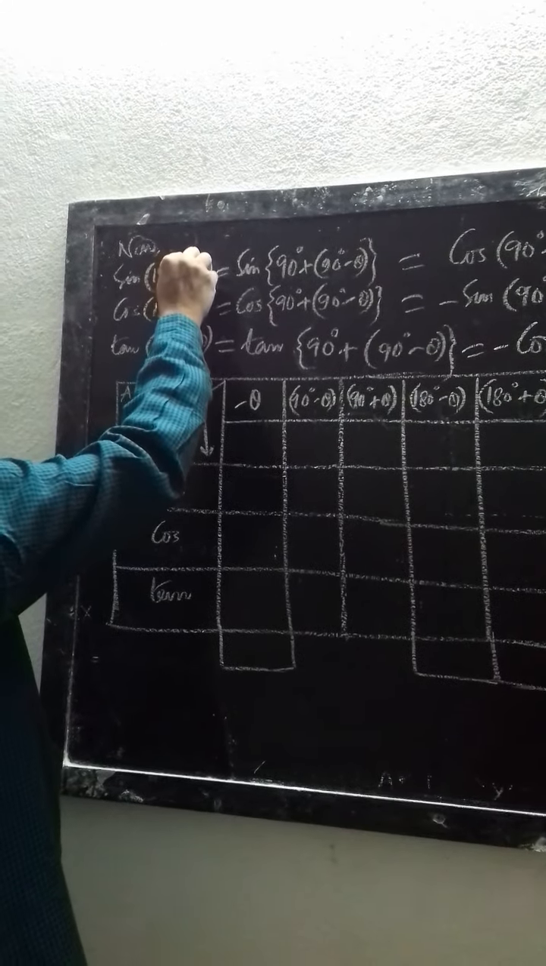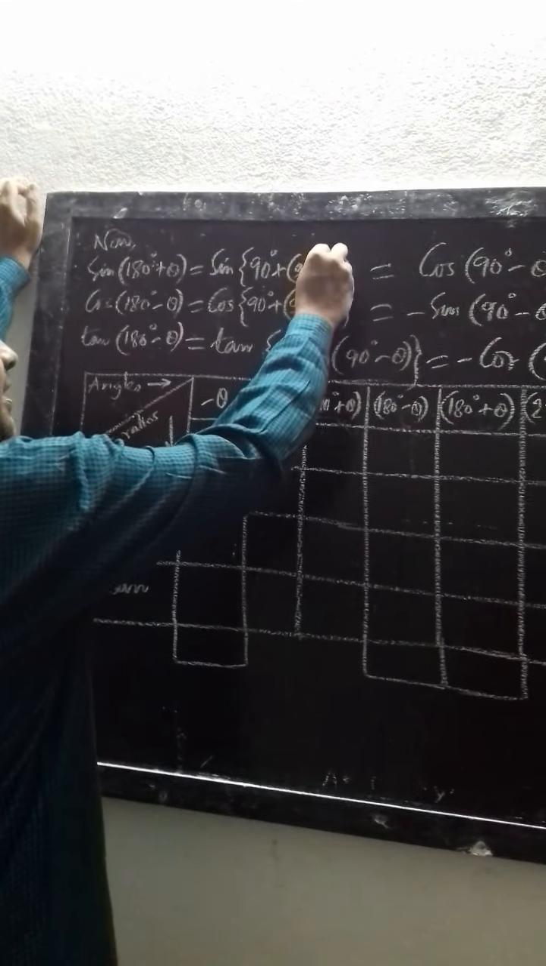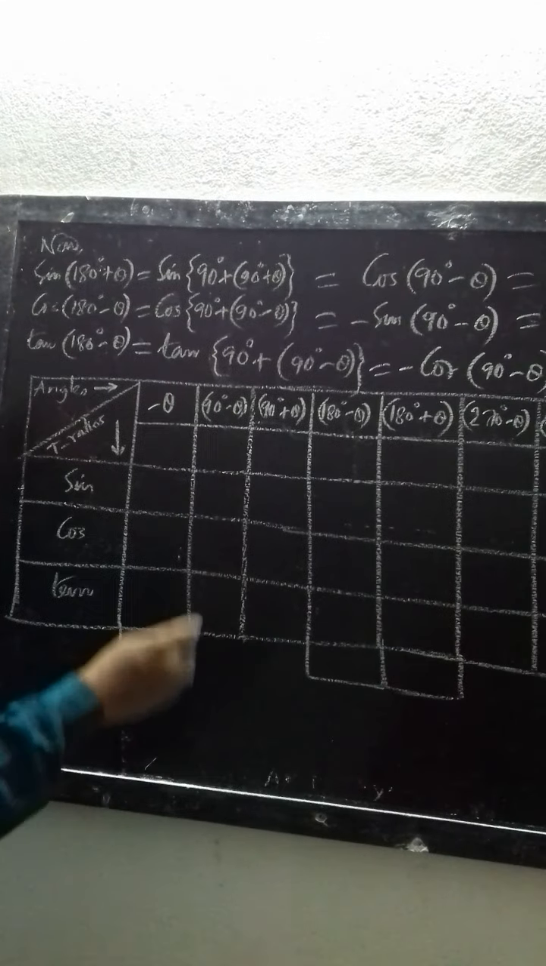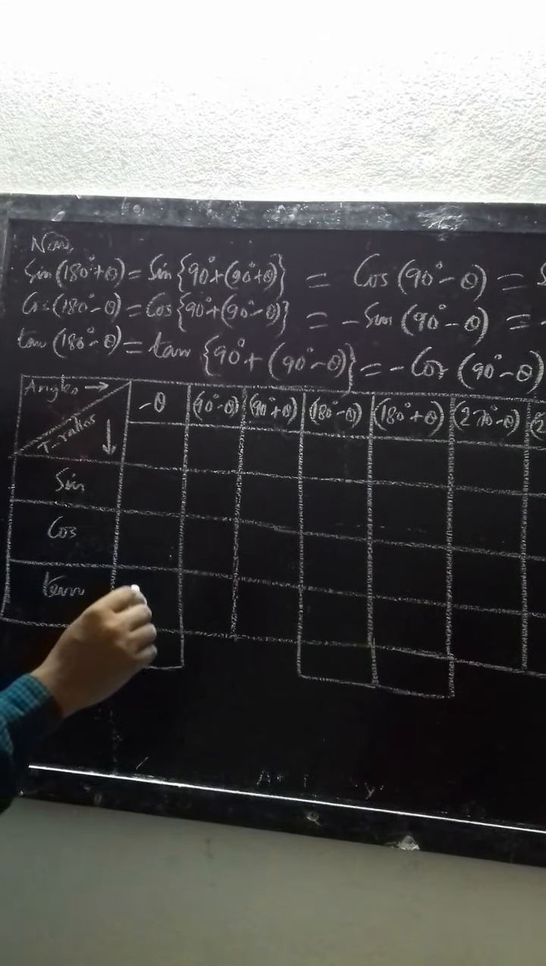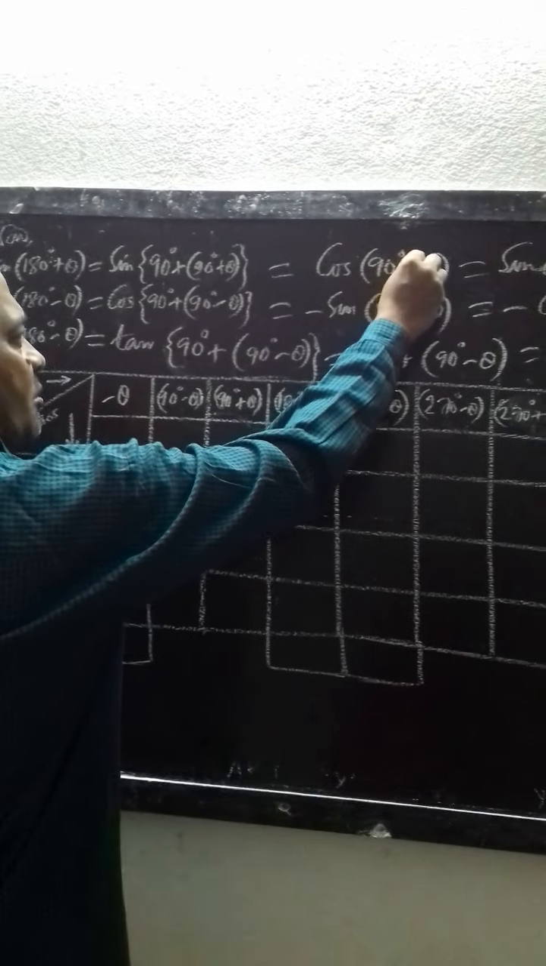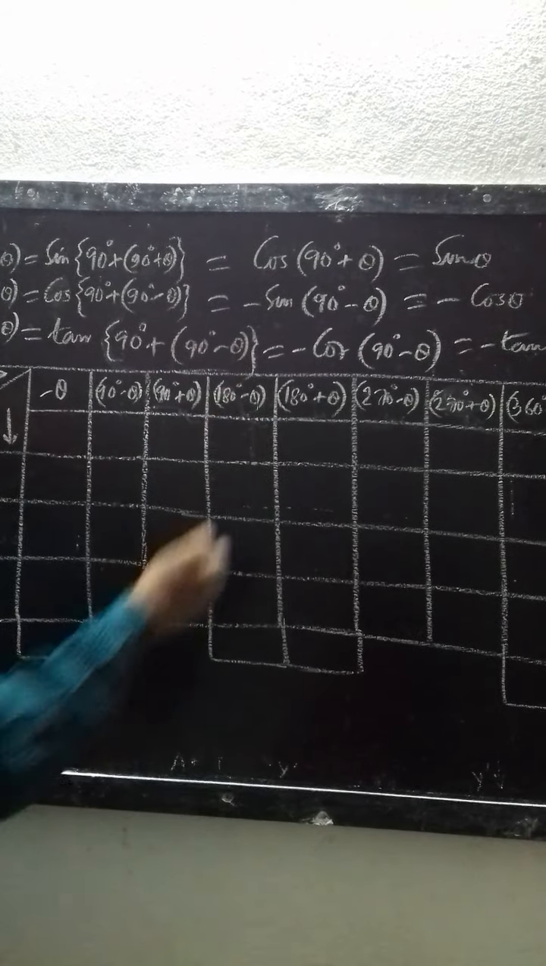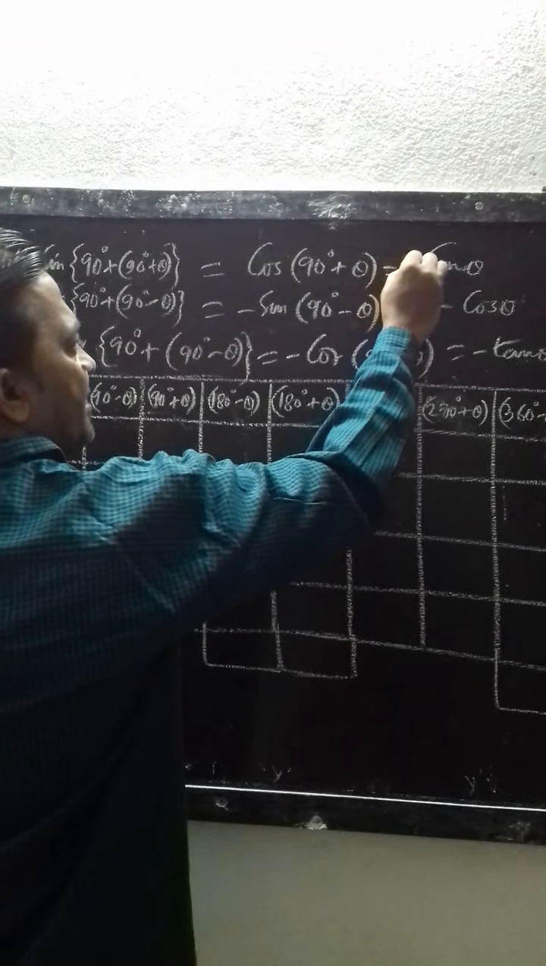And tan 180 degree minus theta equal to tan of 90 degree plus 90 degree minus theta. Since tan 90 degree plus theta equal to minus cot theta, so minus cot 90 degree minus theta equal to minus tan theta. And now sin 180 degree plus theta, sin of 90 degree plus 90 degree plus theta. Since sin 90 degree plus theta equal to cos theta, this equals cos 90 degree plus theta equal to minus sin theta.